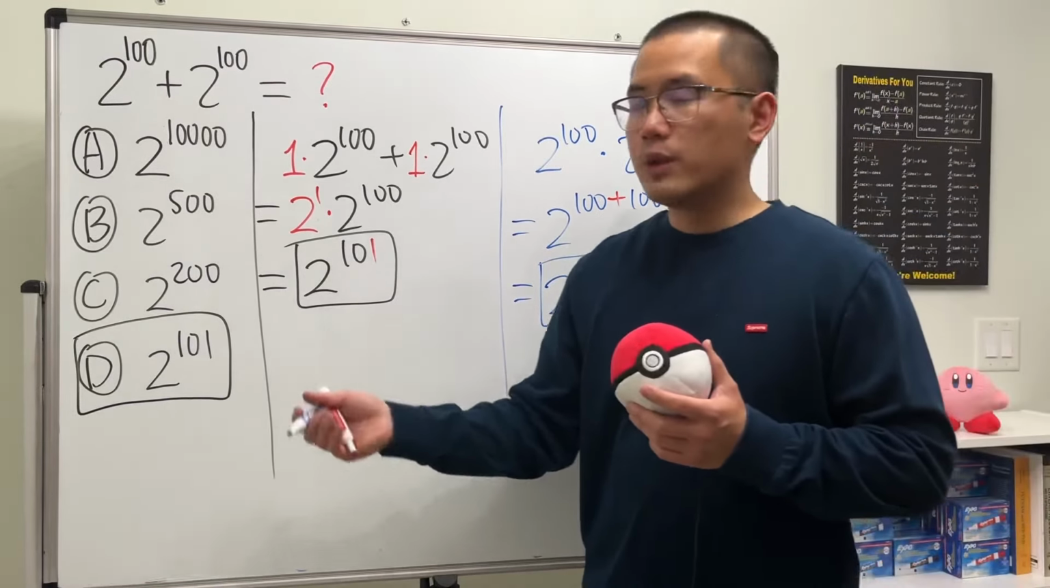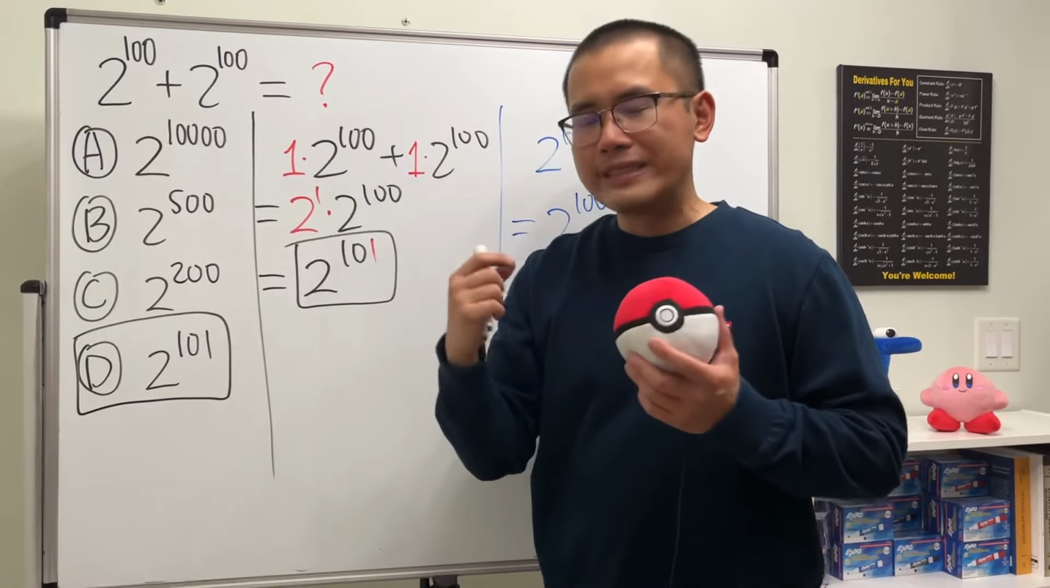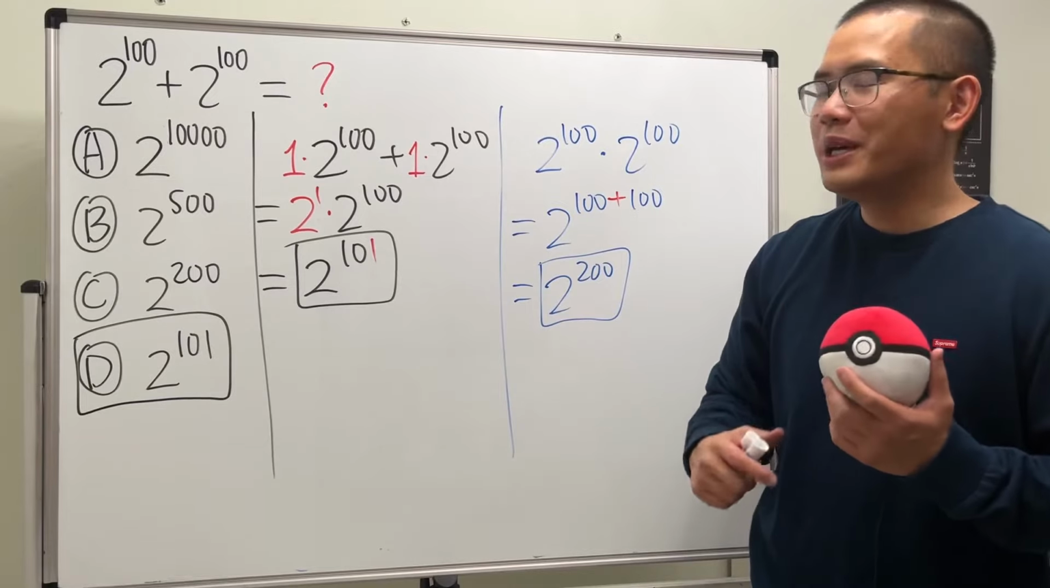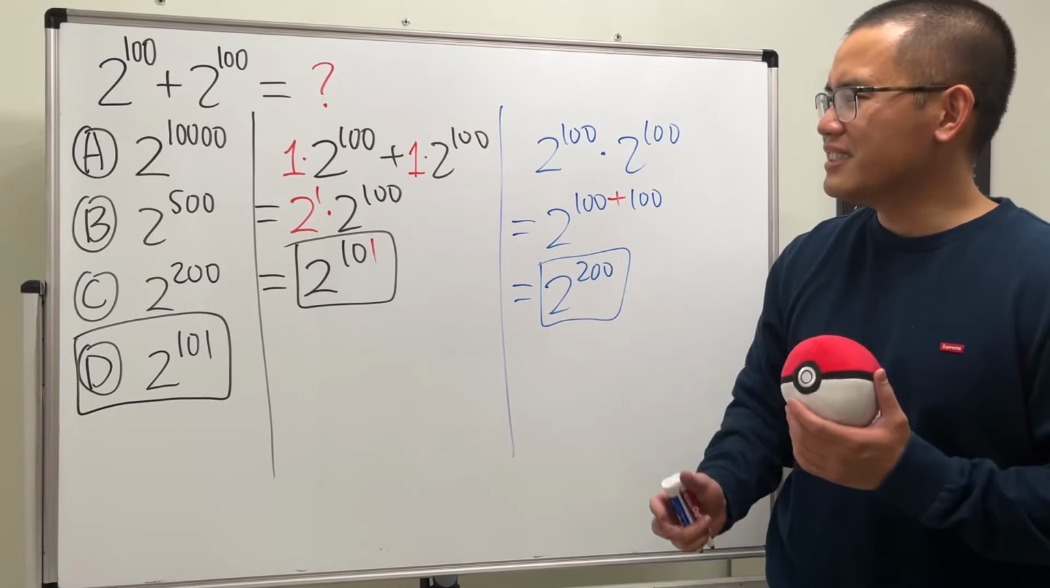So be really careful with the notation, the operation, what's happening in between of these numbers. Exponents sometimes can be tricky, especially if everything looks really nice.